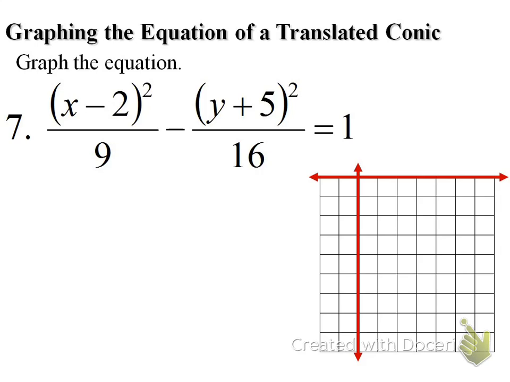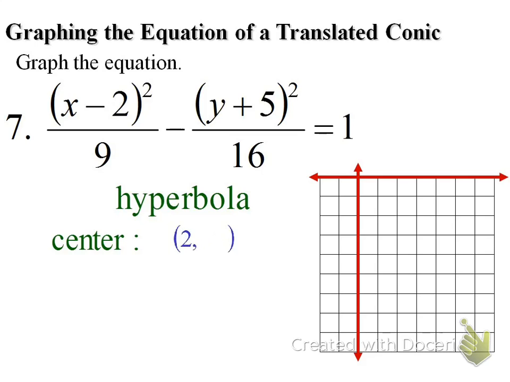What conic is this? Hyperbola. Why is it a hyperbola? The minus sign. If it was a plus sign, it'd be an ellipse. It's a minus, so it's a hyperbola. The big tip-off is that it equals 1. And you have denominators under your x squared and your y squared. For our center, again, what are they subtracting from the x? 2. What are they subtracting from the y? -5. That is my center.